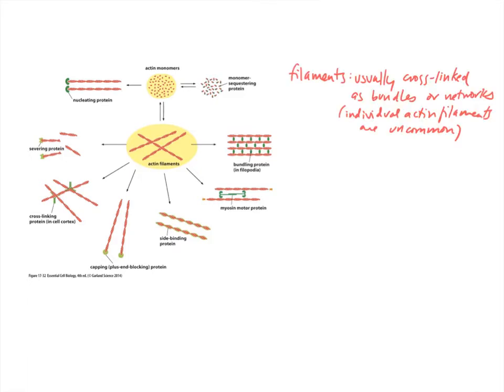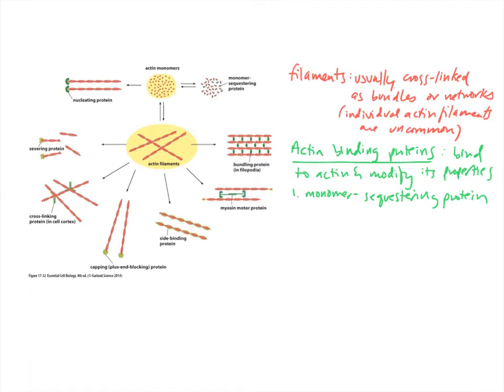Moreover, it's unlikely that there will be individual actin filaments. Remember that actin filaments are very flexible, but they're not as stable or thick, nor do they have as much tensile strength as some of the other filaments. Individual filaments are unlikely to be found, whereas it's quite common to find the filaments cross-linked either as bundles or networks. So let's go through and talk about the actin binding proteins.